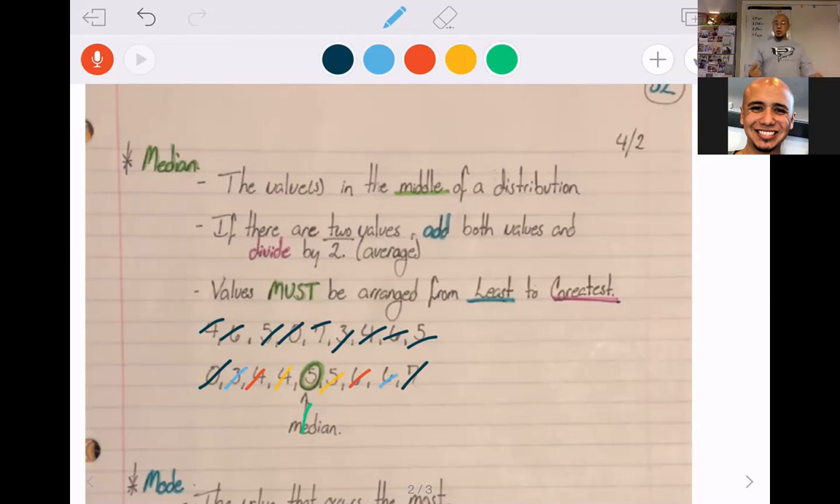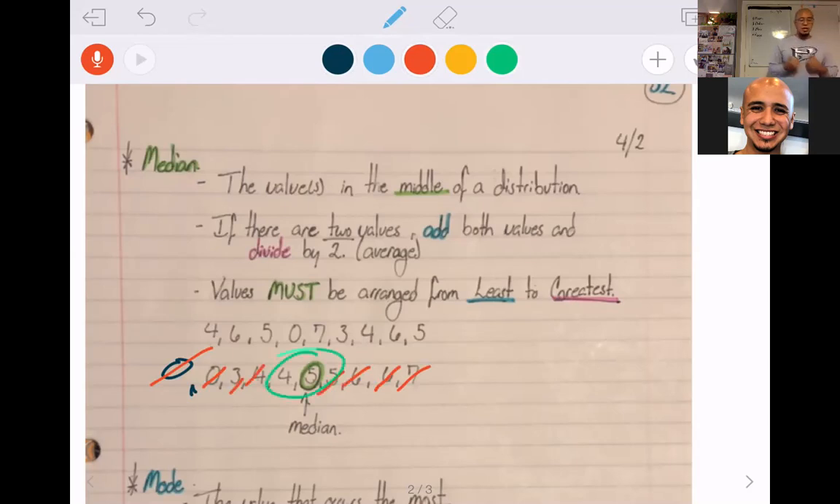Now, if there were 2 numbers in the middle, let us suppose that we had an extra number here. What if we had another 0 here at the beginning? In that case, we would have 2 numbers in the middle. So 0 and 7 pair up, 0 and 6, 3 and 6, 4, 5. And so as you can see now, I have 2 numbers in the middle. That would be 4 and 5.